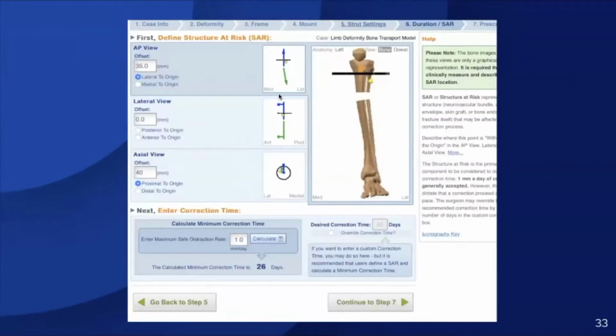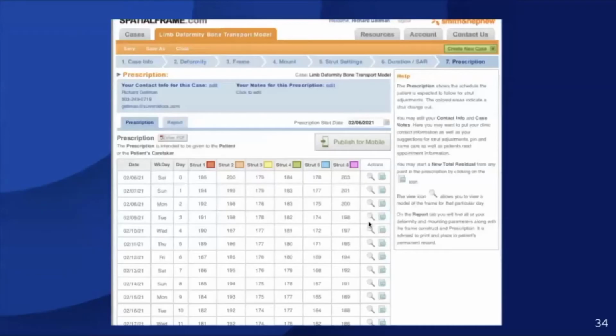If we want to correct a deformity but are concerned about some aspect, just hypothetically, if I didn't want to stretch the peroneal nerve coming around the fibular head, I would set my yellow dot here, 35 millimeters lateral to the origin, and about 40 millimeters proximal to the origin, because that's where the nerve would be the shortest, would be the tightest. Then I hit calculate, and it gives me the number of days to run the program. It prints out the program, and you give this to the patient.